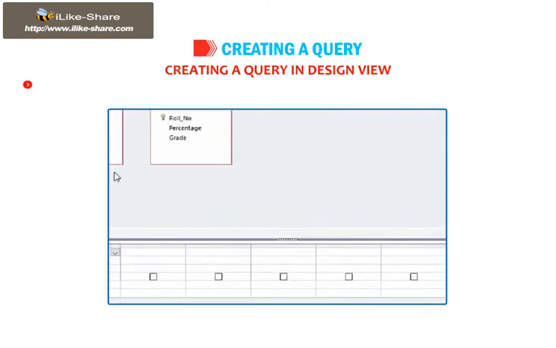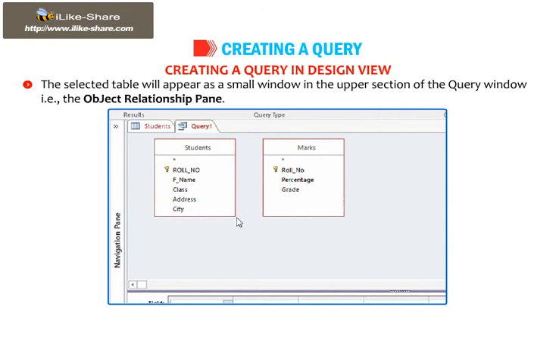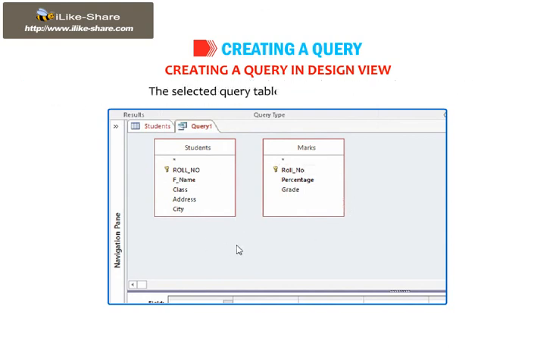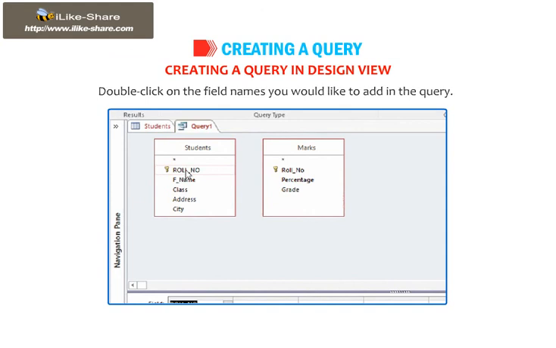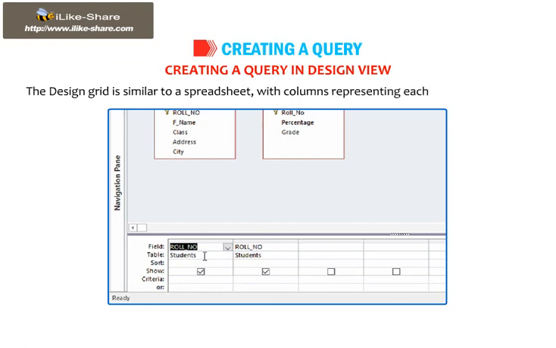The selected table will appear as a small window in the upper section of the query window, that is, the Object Relationship pane. The selected query table displays a list of fields. Double-click on the field names you would like to add in the query. They will be added to the Design Grid, the bottom section of the query window. You can also add fields to the query by dragging them from the field list to the Design Grid. The Design Grid is similar to a spreadsheet with columns representing each field in the query.